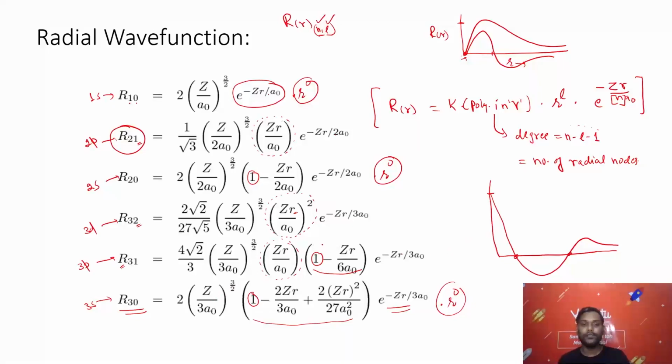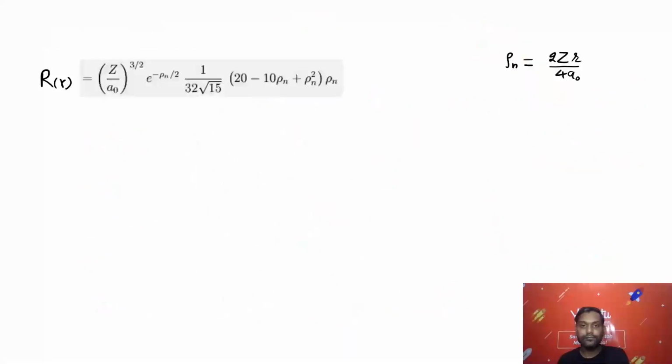Alright, so this was the radial wave function. Let's take one example. Suppose the radial part of the wave function is given as (z by a naught)^(3/2) e power minus rho n by 2, 1 upon 32 root 15, (20 minus 10 rho n plus rho n square) into rho n, where rho n is 2zr by 4a naught.